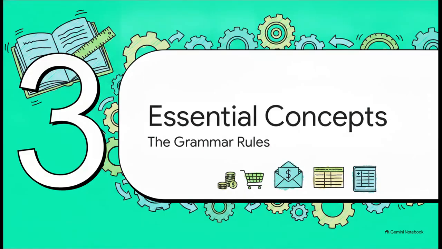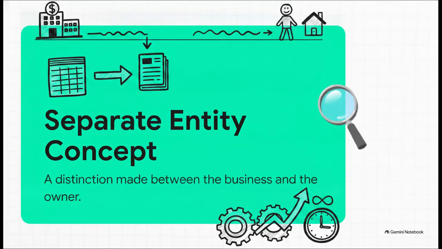Now that we have our alphabet down, let's jump to Section 3, the grammar rules of accounting. There are two fundamental rules here that you absolutely must grasp. First is the separate business entity concept. In accounting, we always treat the business as completely distinct from the owner. The books record transactions from the viewpoint of the business itself, not you personally.